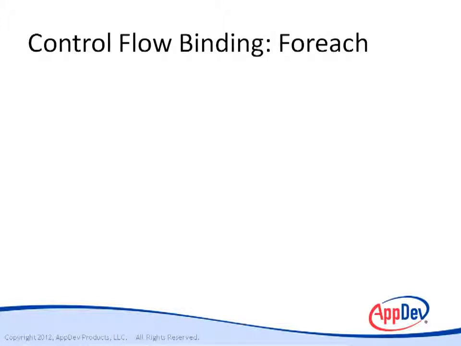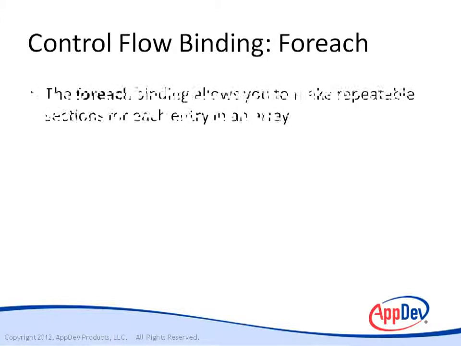The first control flow binding that we're going to talk about is the foreach binding. The foreach binding allows you to make repeatable sections for each entry in an array. So if you have 3 rows of data, this will cycle through each row for you and display the data.